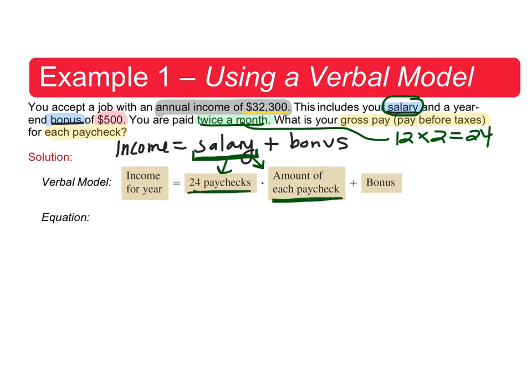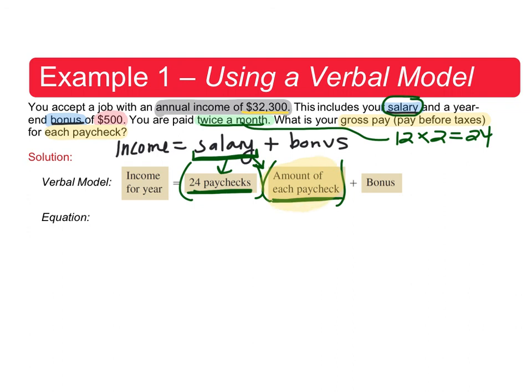And then we know there's 24 of them. So it breaks apart that salary aspect, because then what we are looking for is it's asking for the gross pay before taxes of each paycheck. So we're looking for this piece, the amount of each paycheck right here. So that's where our variable is going to go.